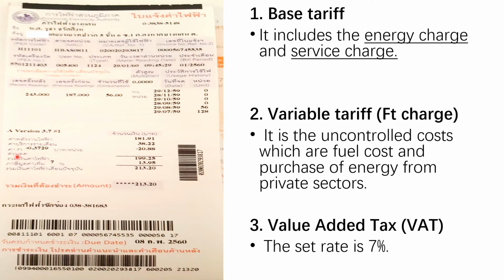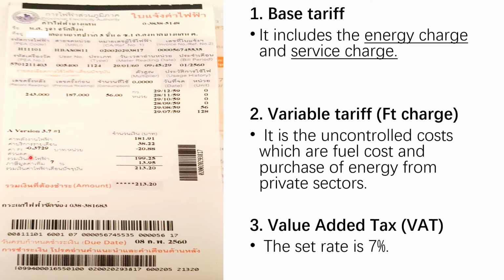You can look at it here. This is your FT charge. The FT charge covers uncontrollable costs, which are your fuel costs and the purchase of energy from the private sector. It is regulated every 4 months by the Energy Regulatory Commission in Thailand. In your book, it states that the FT charge for May until August was minus 11.60 satang. In short, every 4 months there is a change in your variable tariff or FT charge.